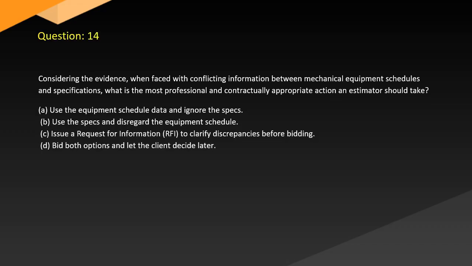Question 14. Considering the evidence, when faced with conflicting information between mechanical equipment schedules and specifications, what is the most professional and contractually appropriate action an estimator should take? A. Use the equipment schedule data and ignore the specs. B. Use the specs and disregard the equipment schedule. C. Issue a request for information (RFI) to clarify discrepancies before bidding. D. Bid both options and let the client decide later.